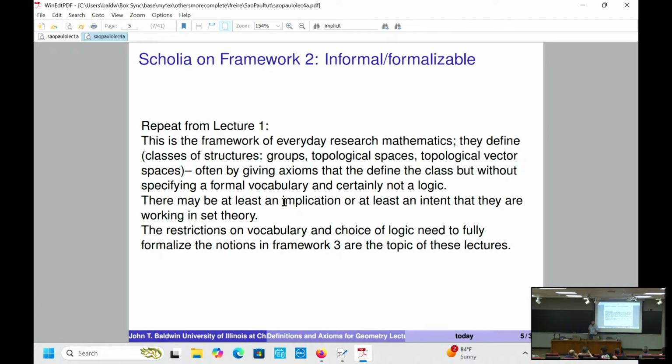So here, well, that's what I was just saying. This is remembering what framework 2 is and how it's distinguished from framework 3, because this is defining geometry. This is what Hilbert's doing.